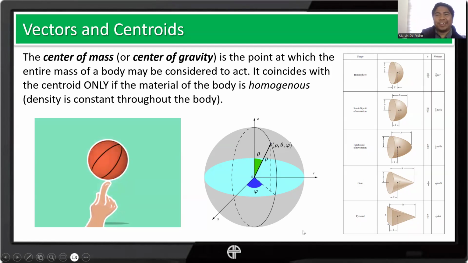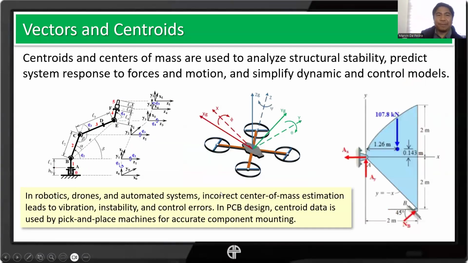Now let's see where we specifically apply centroids and COMs. It says here they are basically used to analyze structural stability, predict system response to forces and motion, and simplify dynamic and control models. For now, I believe you can't appreciate these terminologies, but this is somewhat of a foreshadowing of what's to come in our next modules.